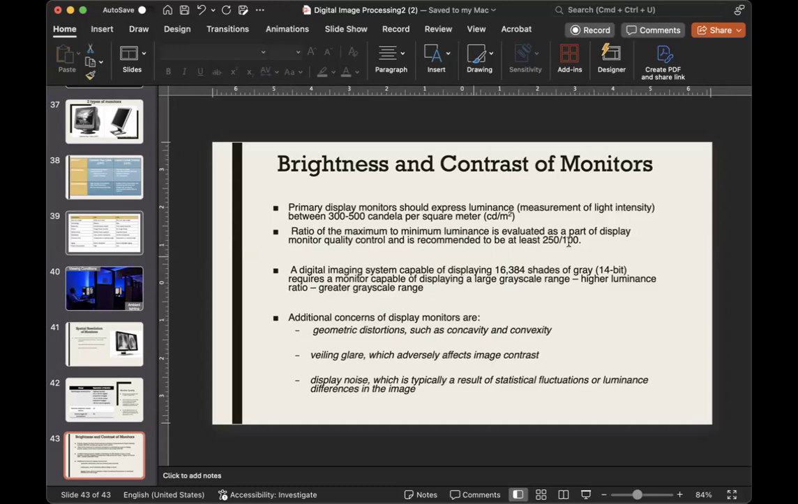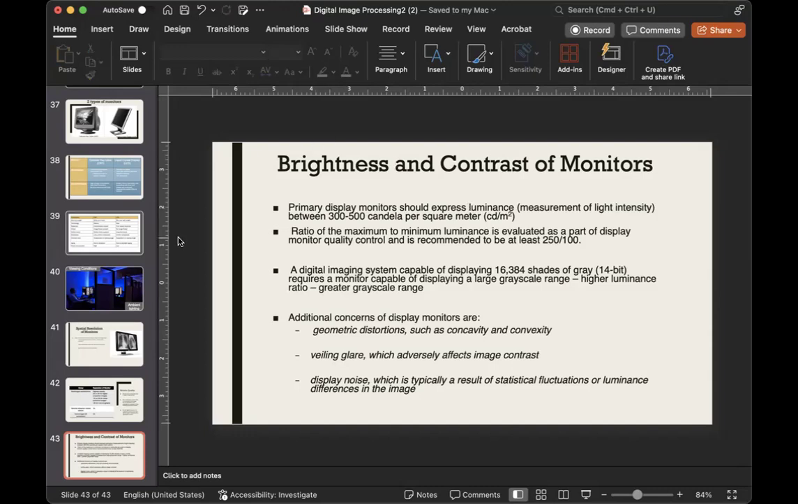And then as far as brightness and contrast, we're going to go over this again, but 300 to 500 candela per meter squared is measured at the monitor. There should be at least 250 at the maximum, and at least 100 at the minimum when measuring the light values. There are also concerns with how the monitor is shaped. We usually want the monitor to be flat, not those concave monitors that may look cool, because that will affect the geometric properties of the 2D image that we're reading. So we want to be concerned about that.